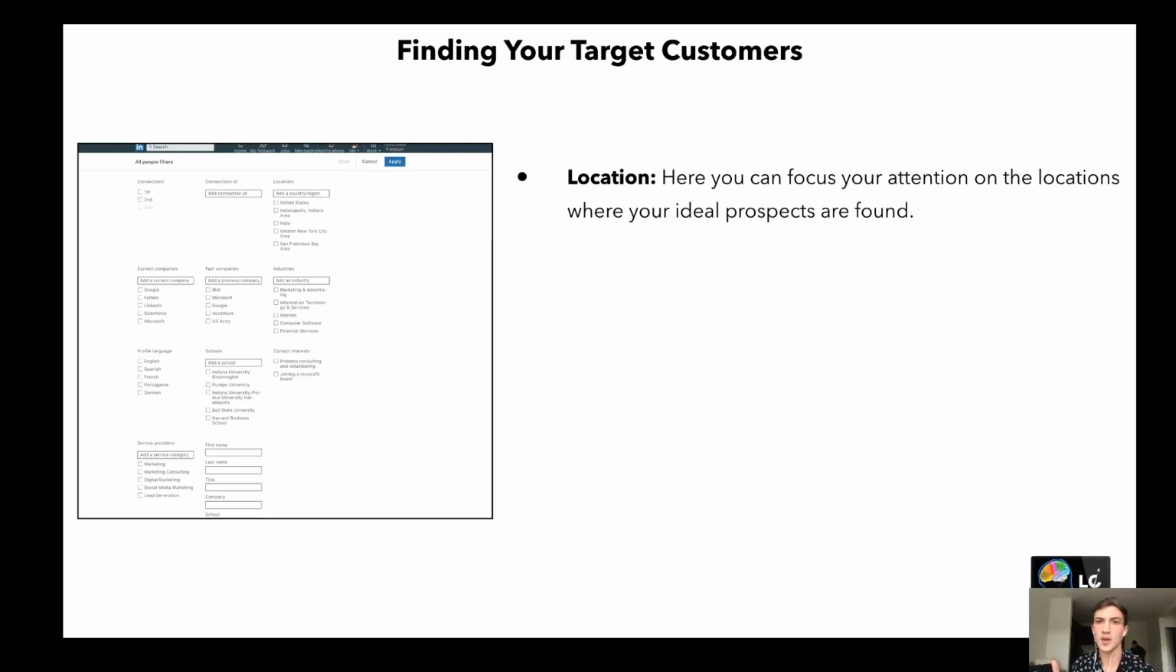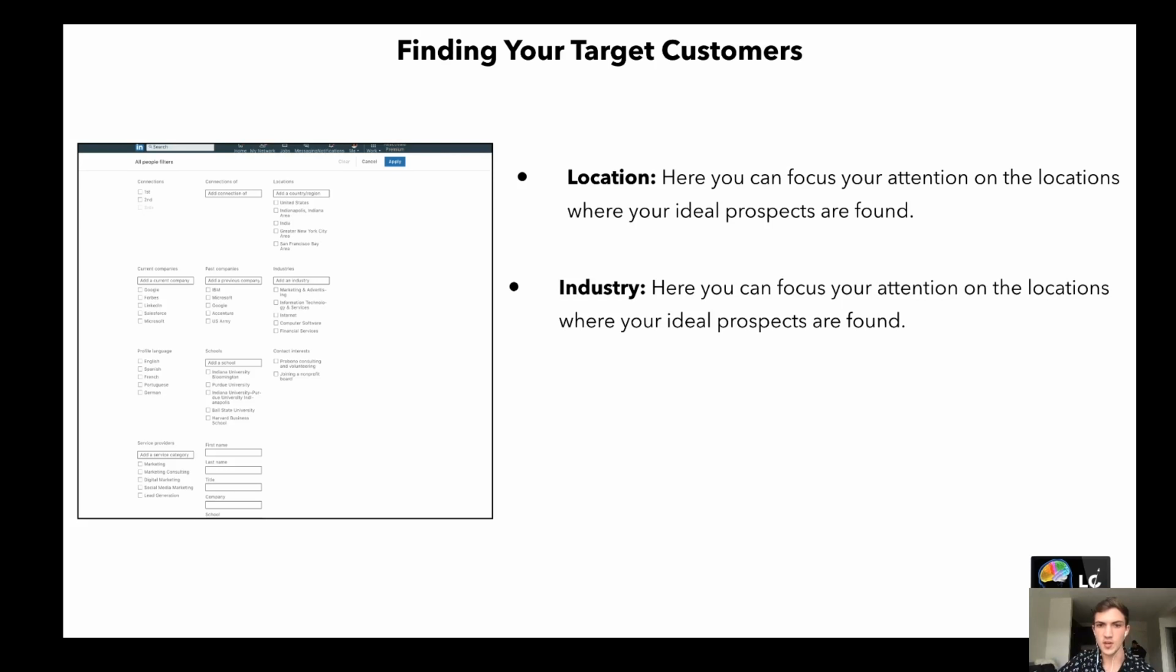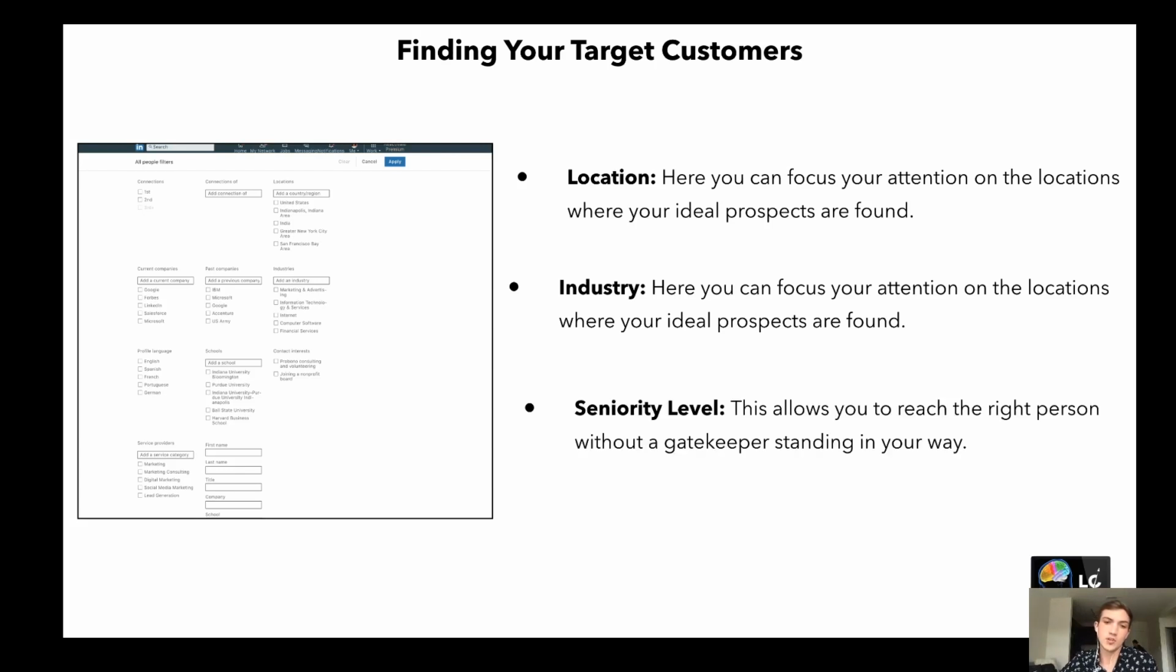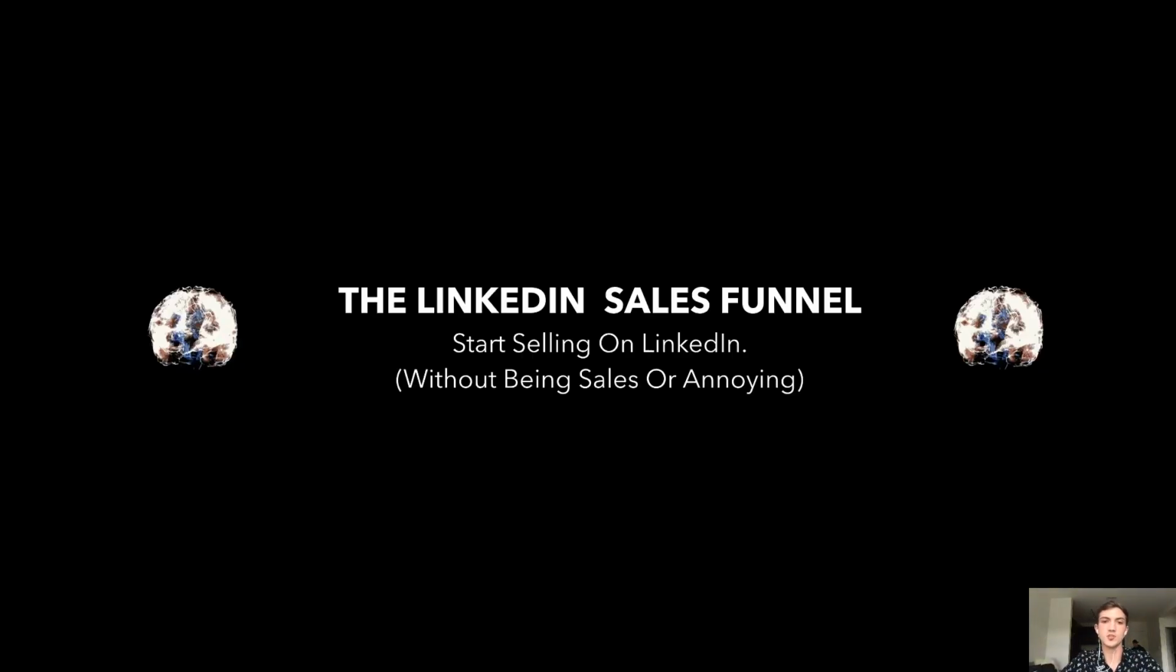So number one, location, where you can focus your attention on the locations where ideal prospects are found. So we're able to target down specifically where they're at. Then industry, you can focus your attention on the industries where our ideal prospects are found. And then seniority level, right? This allows you to reach the right person without a gatekeeper standing in your way. For instance, it's so hard with cold calling because you have to get past a gatekeeper, and then they're probably going to say, hey, email me. There's just so many steps. With LinkedIn, we're able to get straight to the source.